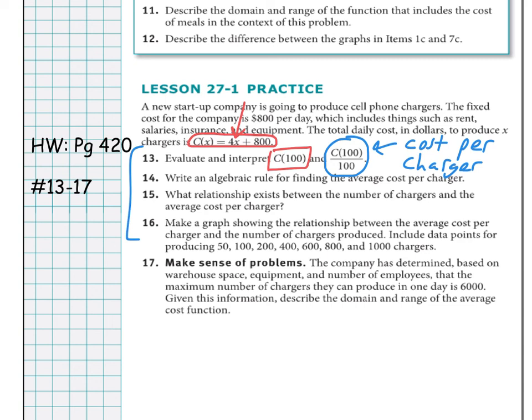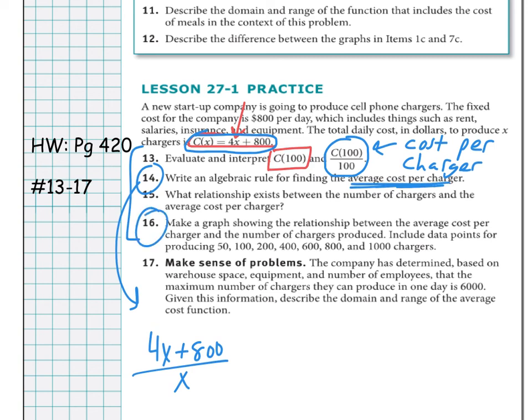So the equation, again, they're giving you the C of X. That's the cost to produce X chargers. I'll help you guys out with number 14. The average cost per charger is just going to be the 4X plus 800 divided by X. Okay, because when you divide it by X, it turns it into an average cost per charger. And that's the equation you guys will use to evaluate all of these things at number 16. And then also, I think you'll use that for number 17. Okay, so go ahead and try those out. That's rational functions and a nice real life type situation that may use them.